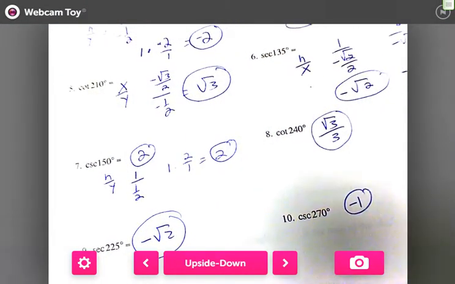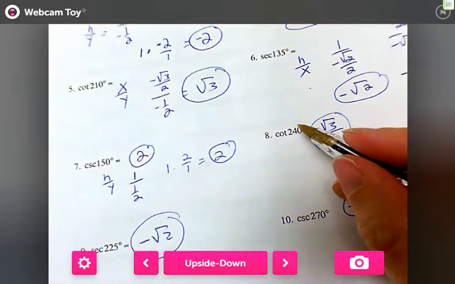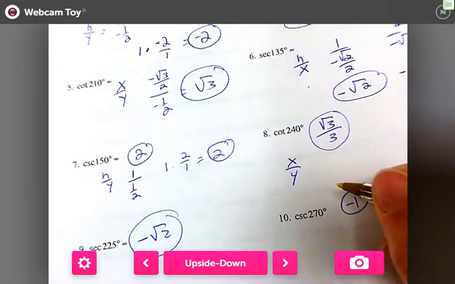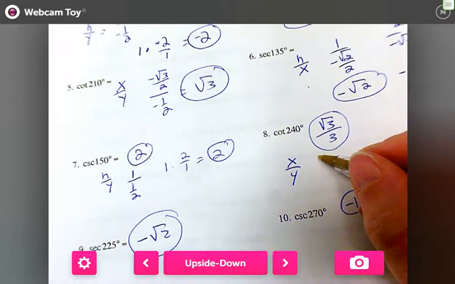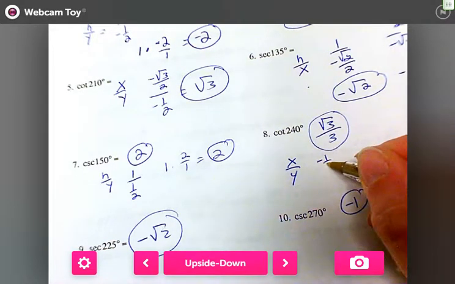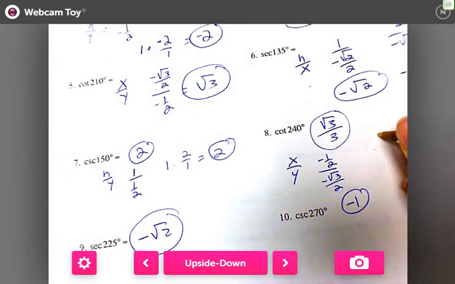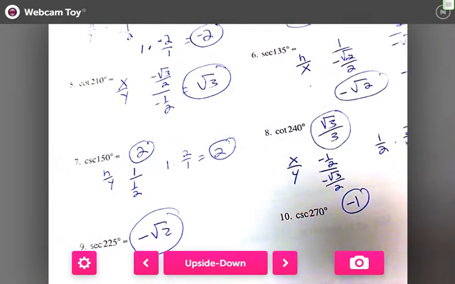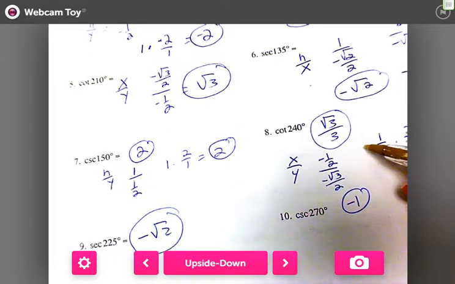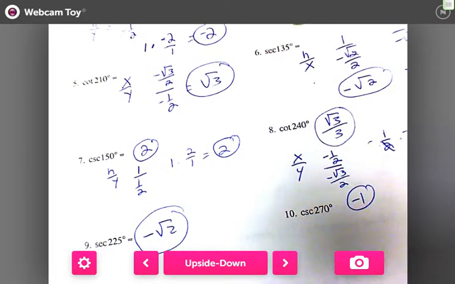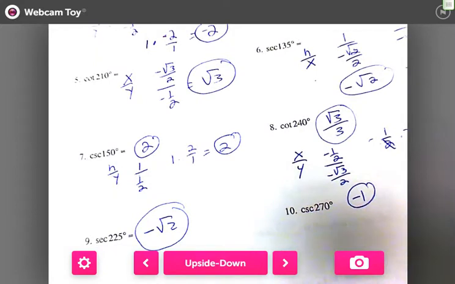Okay. 8 is cotangent of 240. Cotangent is x over y. If I look at 240, the x value is negative 1/2. The y value is negative square root 3 over 2. So if I go 1/2 times 2 over square root 3, right, a negative times negative makes a positive, right? These cancel and I get 1 over the square root of 3. Multiply the top and bottom by the square root 3. I get square root 3 over 3.